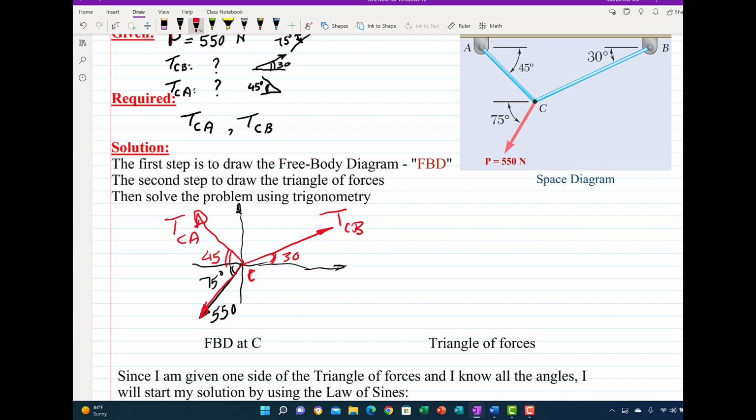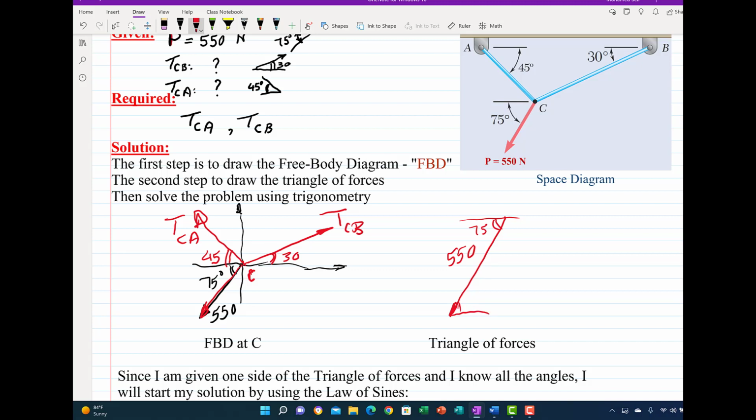When I draw the triangle of forces, first I start with the force I know. So I'm going to say, okay, I have this force, which is 550, and it is making 75 degrees with the horizontal. 75 means the same thing here with the horizontal, 75.